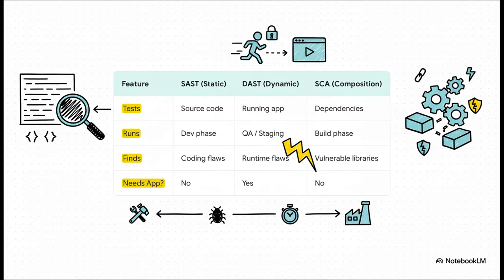SAST, or static testing, looks at your raw source code before the app is even built. Then you have SCA, which just focuses on all the third-party code and libraries you're using. And then there's DAST, our guy, testing the finished running product. You see, they each have a very specific job to do at a very specific time. They don't compete, they complete each other.